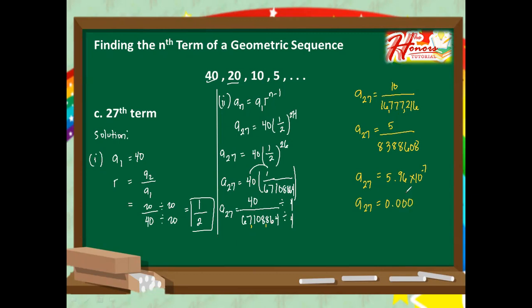0.000, let me just use text. So we have here 0.000, 1, 2, 3, 4, 5, 6. So we have here 6 zeros here, 596. So this is the exact value when we convert it to decimal.